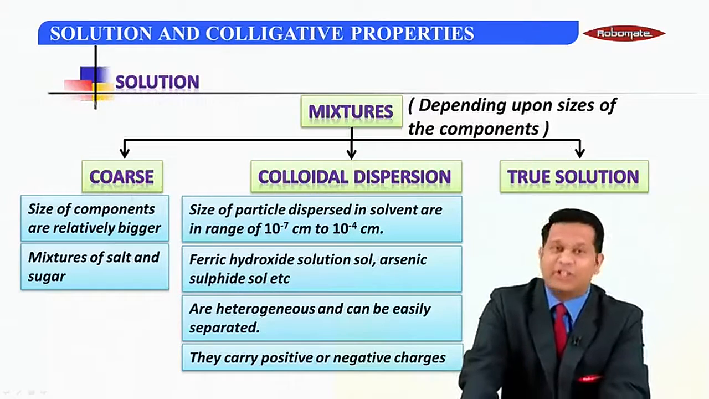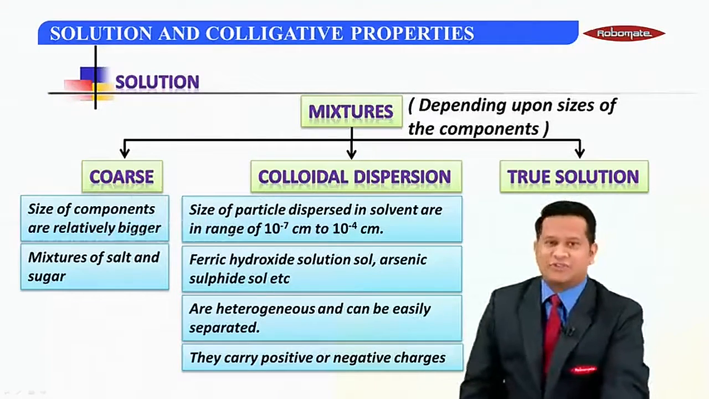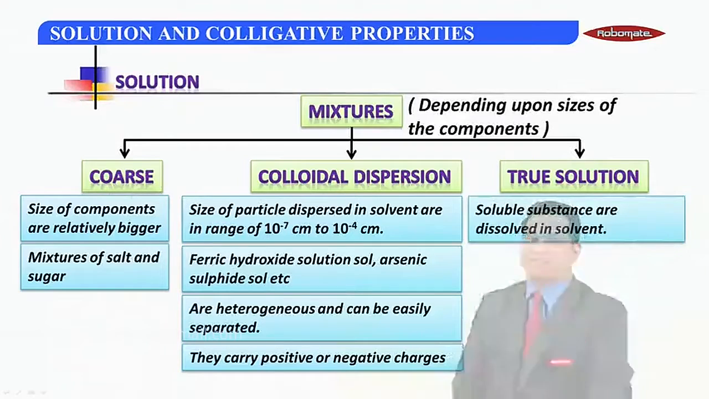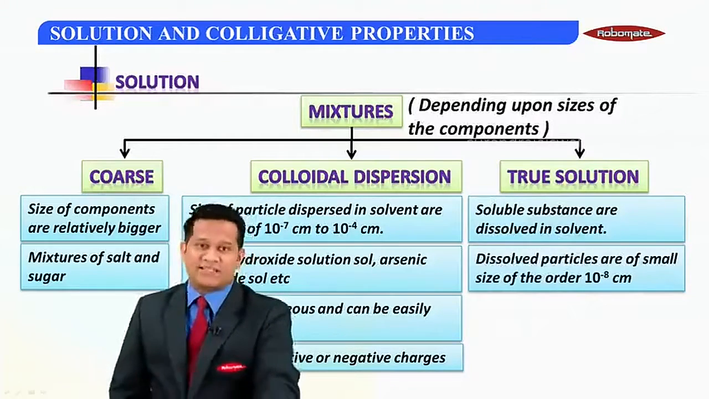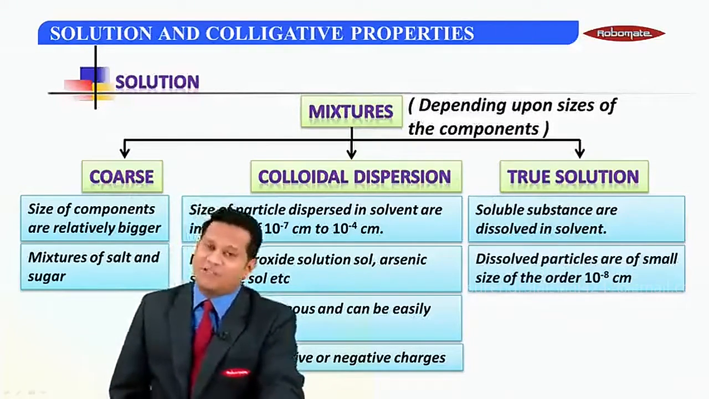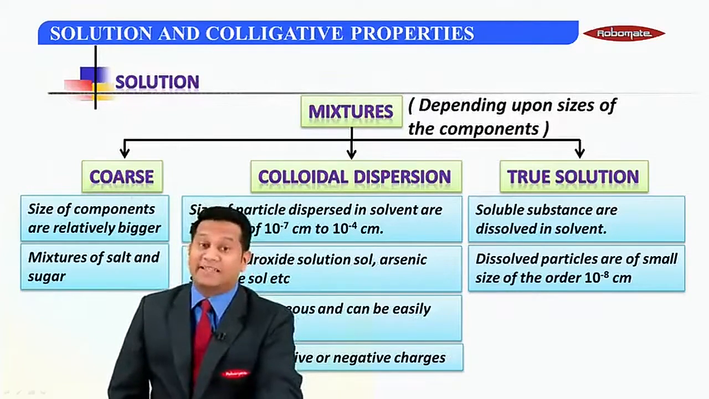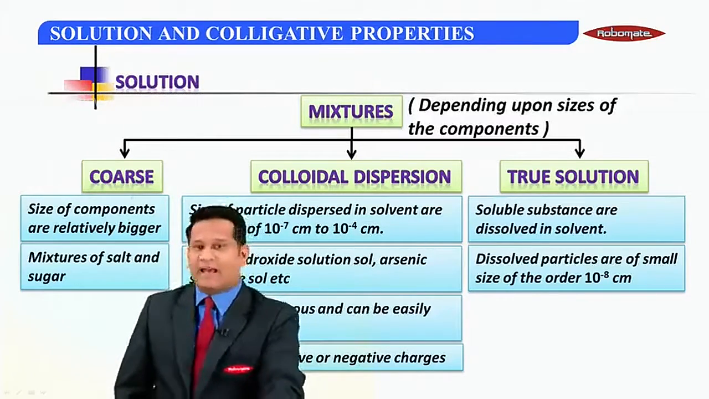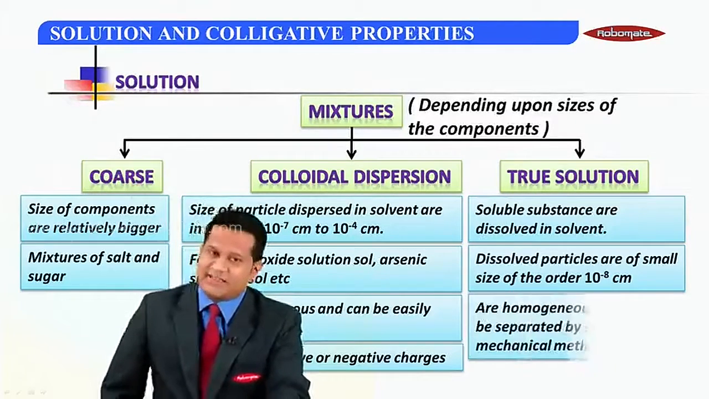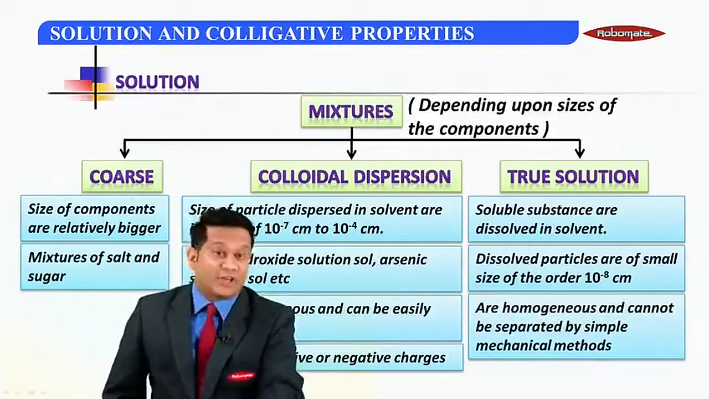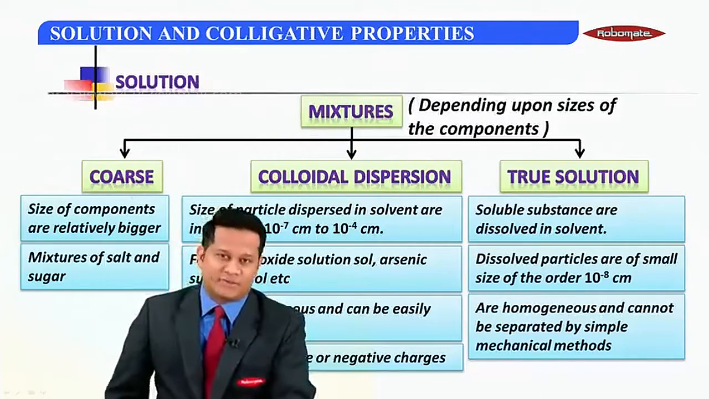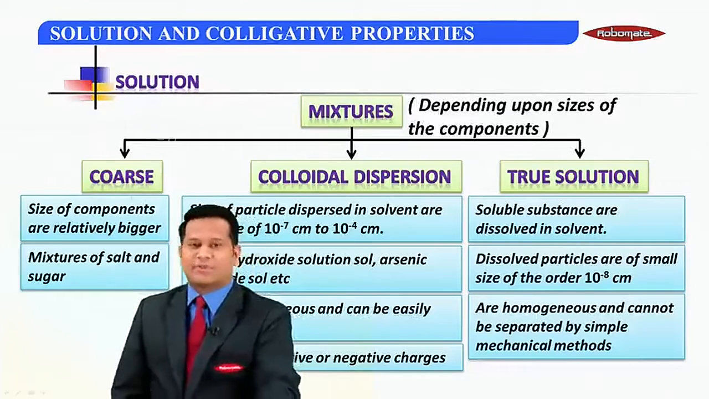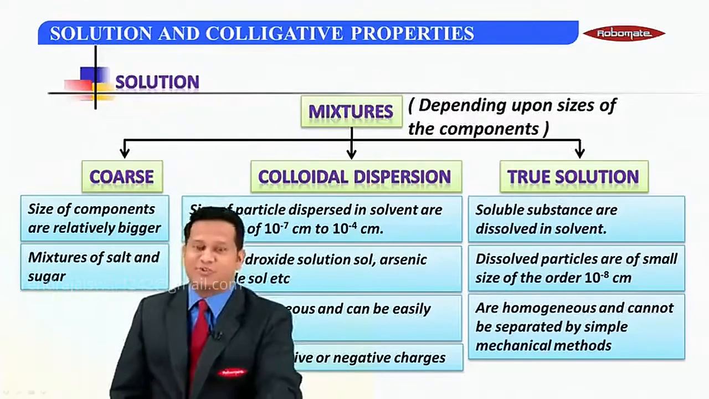Let us finally talk about the true solution. In case of a true solution, the particle which is present is in the soluble form. So I say the soluble substances are dissolved in the solvent. That is the first thing. Secondly, if I talk about the size, the dissolved particles are of small size, of the order of 10 to the power minus 8 centimeter. And lastly, they are homogeneous and they cannot be separated by simple mechanical methods. So that's what we have for mixtures: coarse mixture, colloidal dispersion, and true solution.